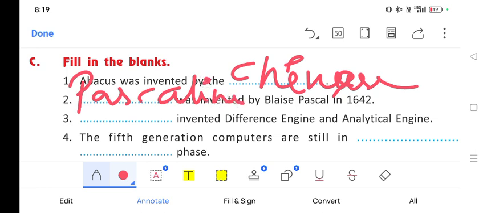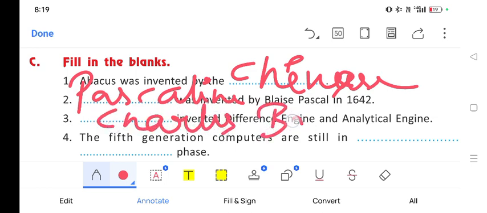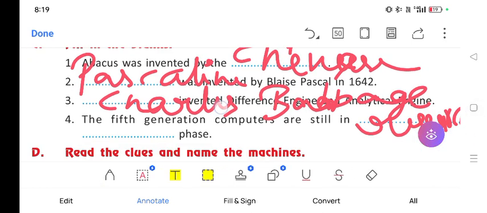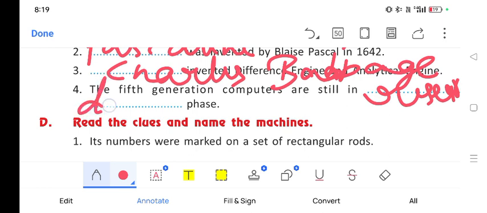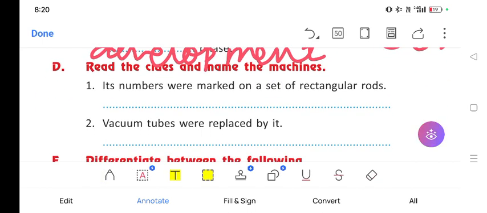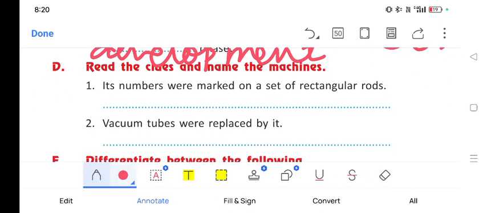Dash invented difference engine and analytical engine. Charles Babbage, the father of computer, first used the difference engine, and later the analytical engine. The fifth generation computers are still in research. Research and development phase. Now the number work marked on a set of rectangular rods, this is Napier bones.